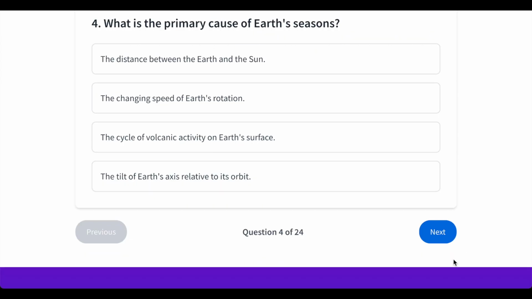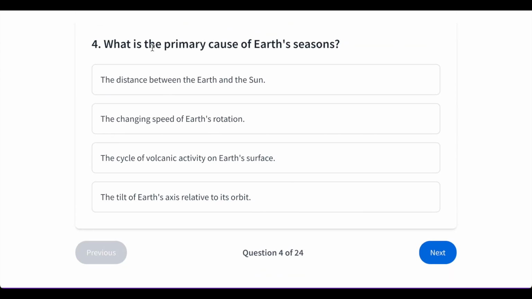All right, moving on to question number 4. This one asks, what is the primary cause of Earth's seasons? That would be answer option D, the tilt of Earth's axis relative to its orbit. This is going to be a key science fact for your test.